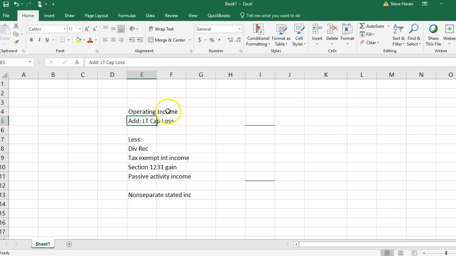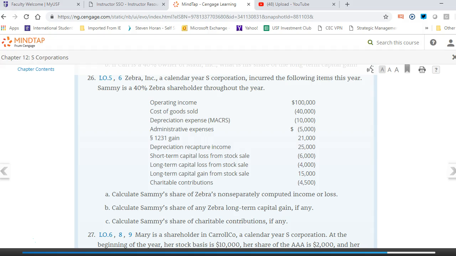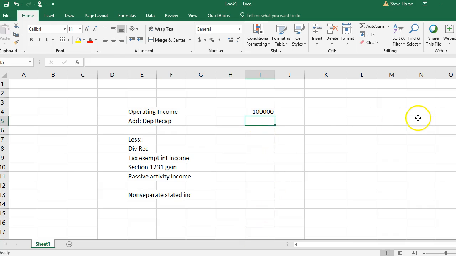Okay, and that actually happened to be 100,000. And then we add to that depreciation recapture. We come back to here and we can see that depreciation recapture is the $25,000 amount right there. Okay, and that just gets us down to the new total, which is 125. Then I subtract from that a few items, and I'm going to actually erase more.